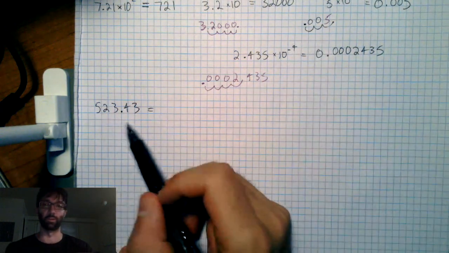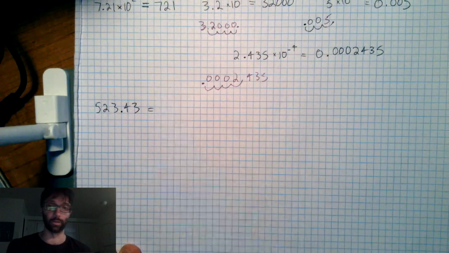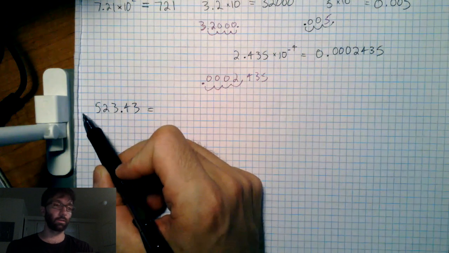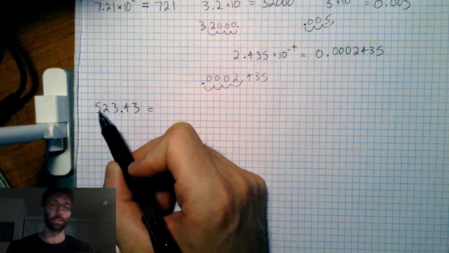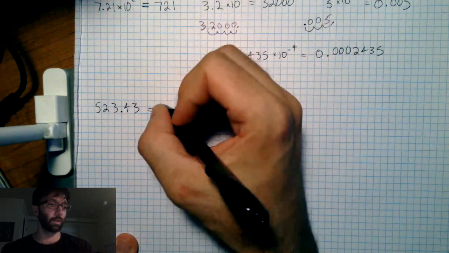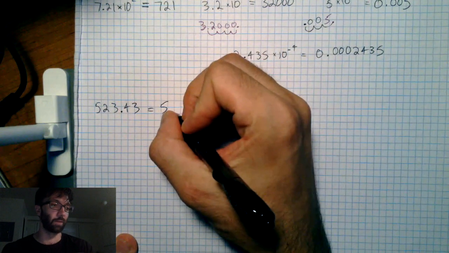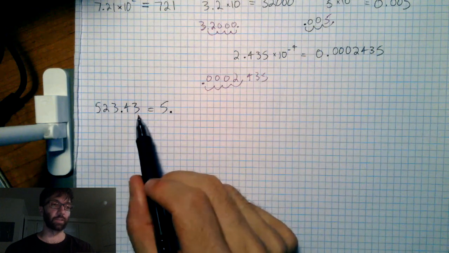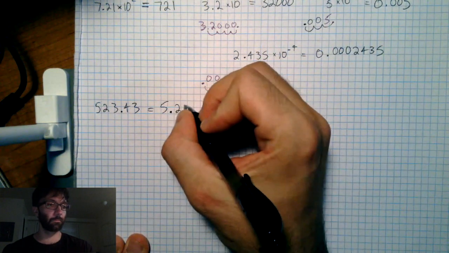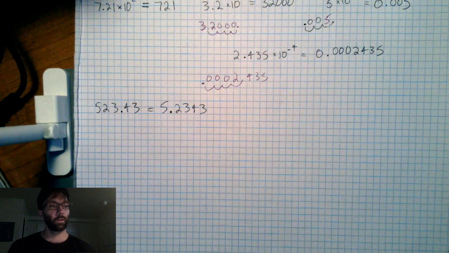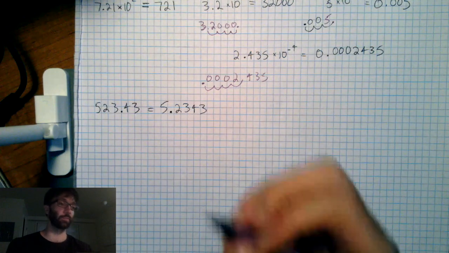All right, and so your first job here is to find your first non-zero digit. So I'm going to go left to right, and then as soon as I see a non-zero digit, which turns out to be my first digit here, it's a 5, I'm going to write a 5 followed by my decimal. And now I'm going to fill in the rest of the digits. Okay? And now we have to figure out what power of 10 to multiply this by.